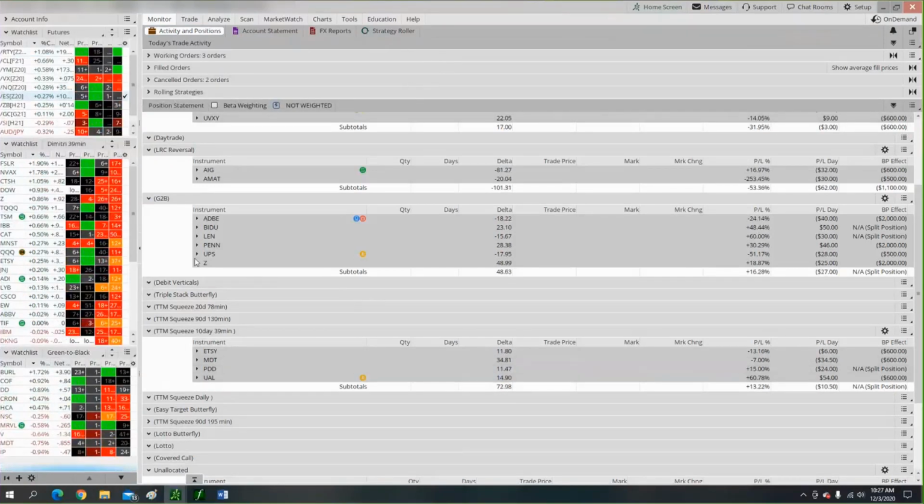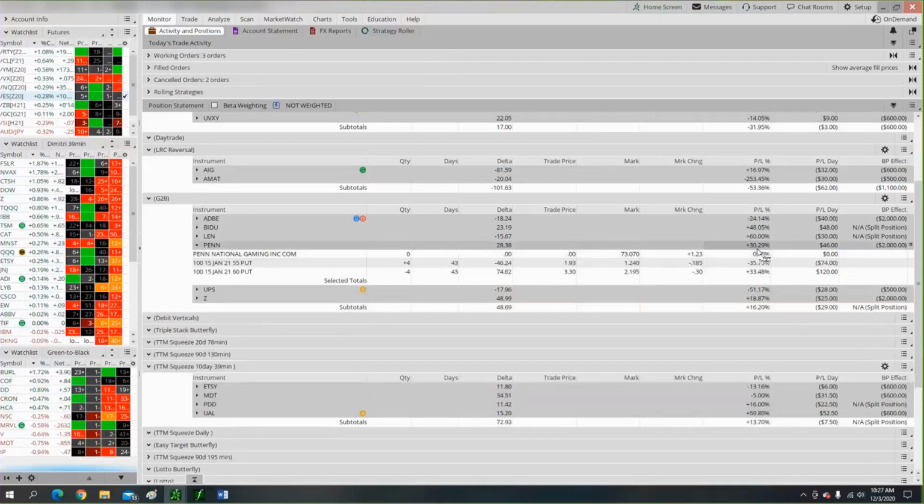Pin. I'm in pin right now. Green to black, up 30%. Love it. 43 days to expiration. I'm going to get out at 50%.